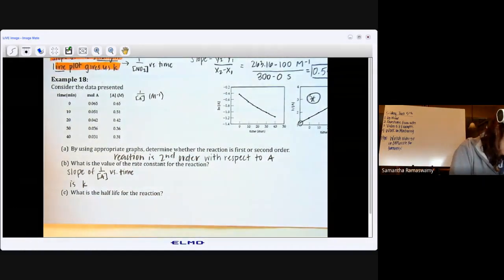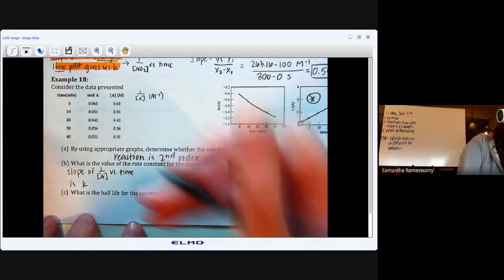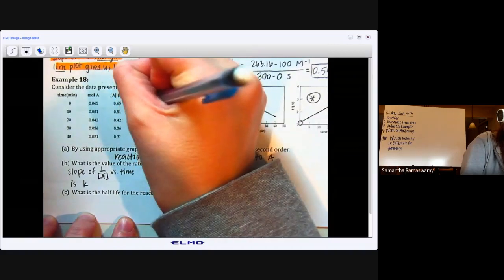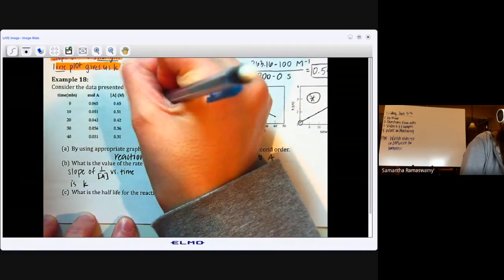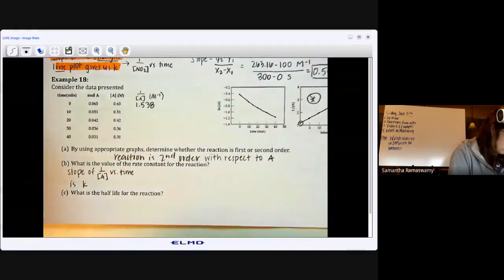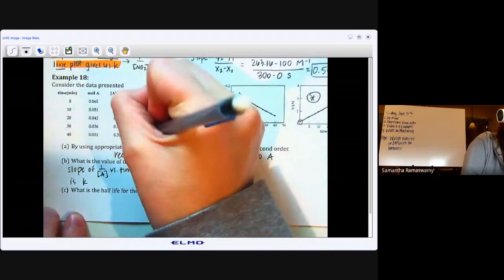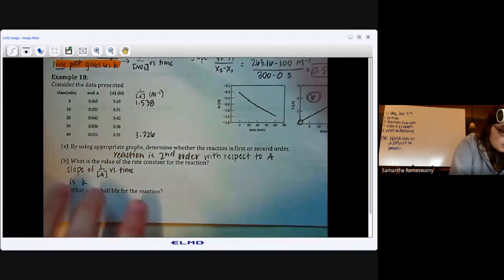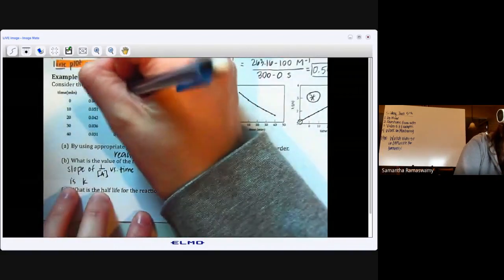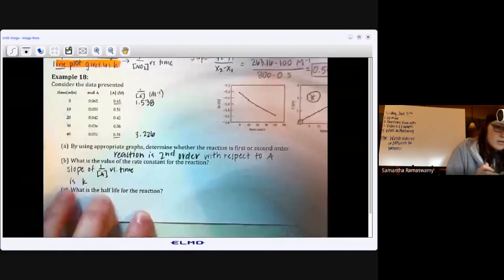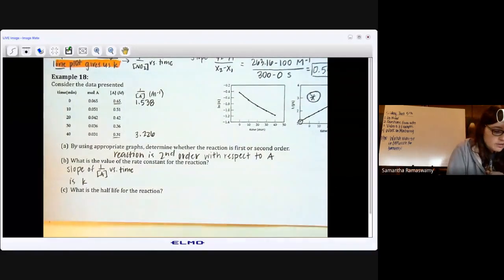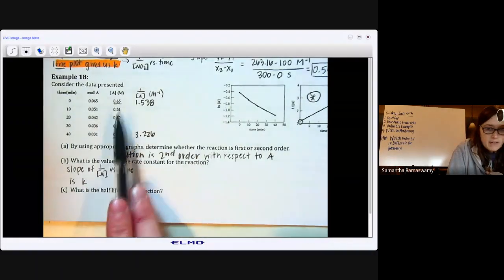So 1 divided by 0.65 is 1.538. 1 divided by 0.31 is 3.226. Notice how I used 0.65 and 0.31. You have to use molarity. They gave us moles and molarity. You have to use molarity.